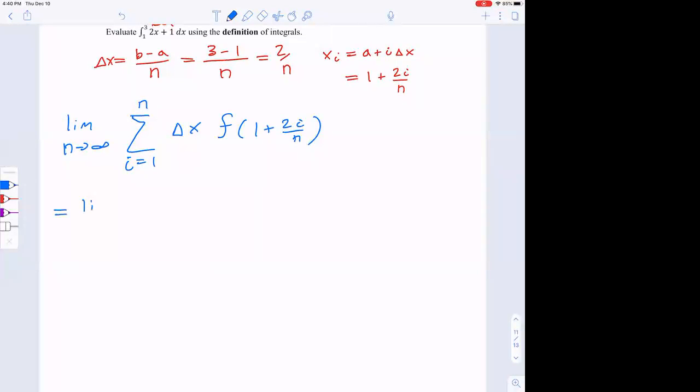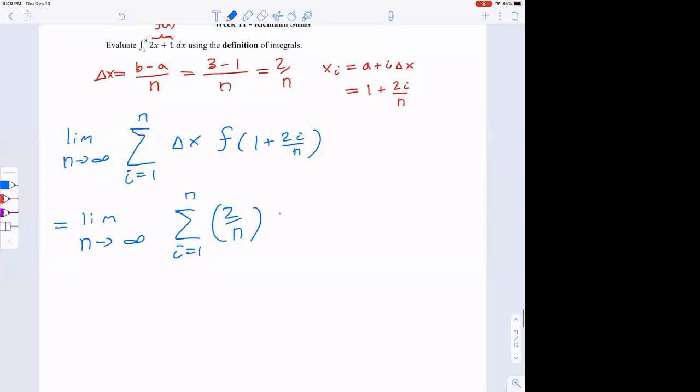Okay, so we have the limit as n goes to infinity of the sum from i equals 1 to n of 2 over n, and then plugging in to our function. So it's 2 multiplied by what we're plugging in, which is 1 plus 2i over n, plus 1, right? That's our function, 2 times the something plus 1.